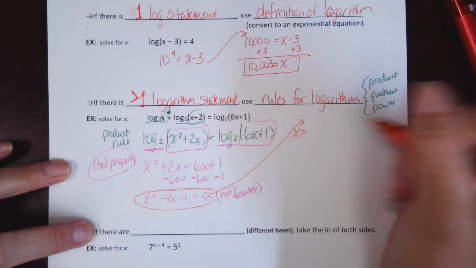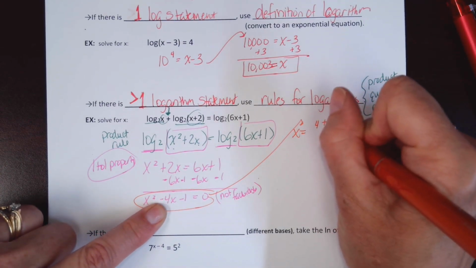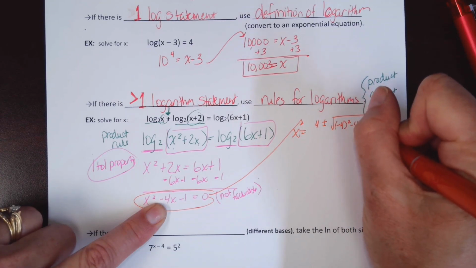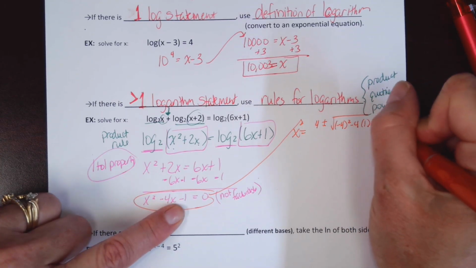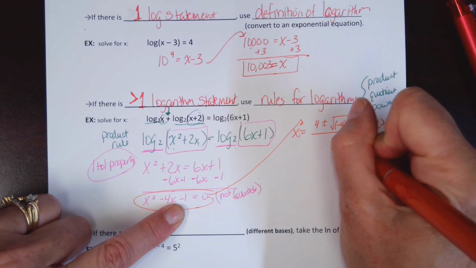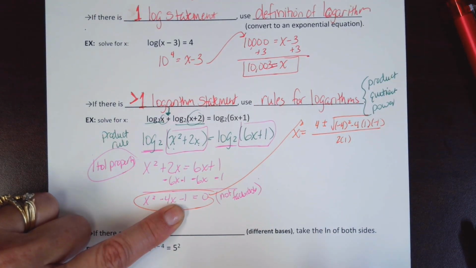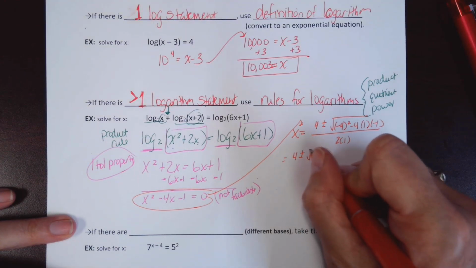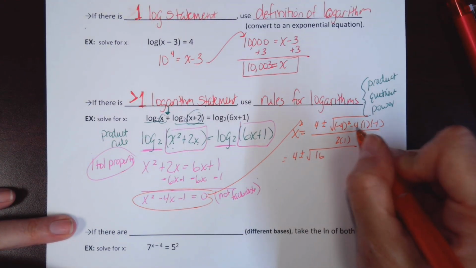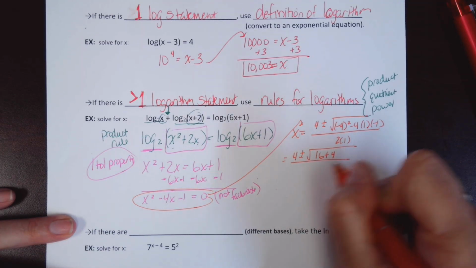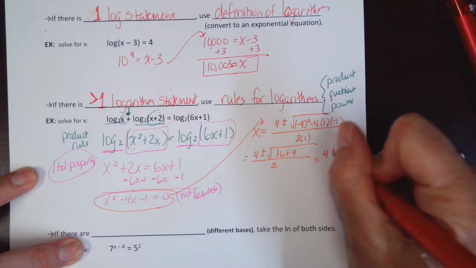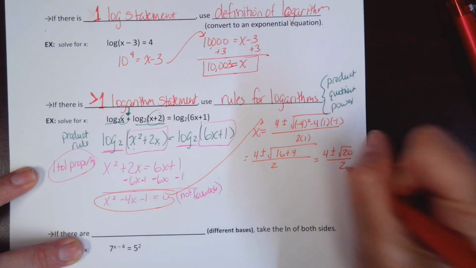So x equals negative b plus or minus the square root of b squared minus 4 times a times c, all over 2a. So that gives me 4 plus or minus the square root of 16. Negative times a negative is a positive, all over 2. 16 plus 4 is 20. So I've got 4 plus or minus the square root of 20, over 2.